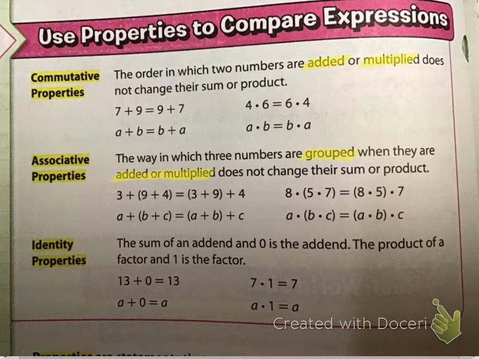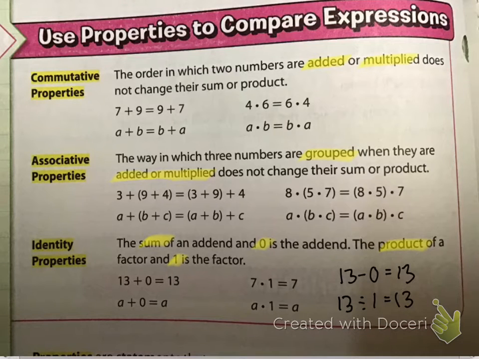Last one is super easy. The sum of a number and 0 is the number. The product of a number and 1 is the number. So that's the only rules. These are the first three properties that we're going to learn, and we're going to be learning one new property tomorrow. But these are the first ones we're going to learn.